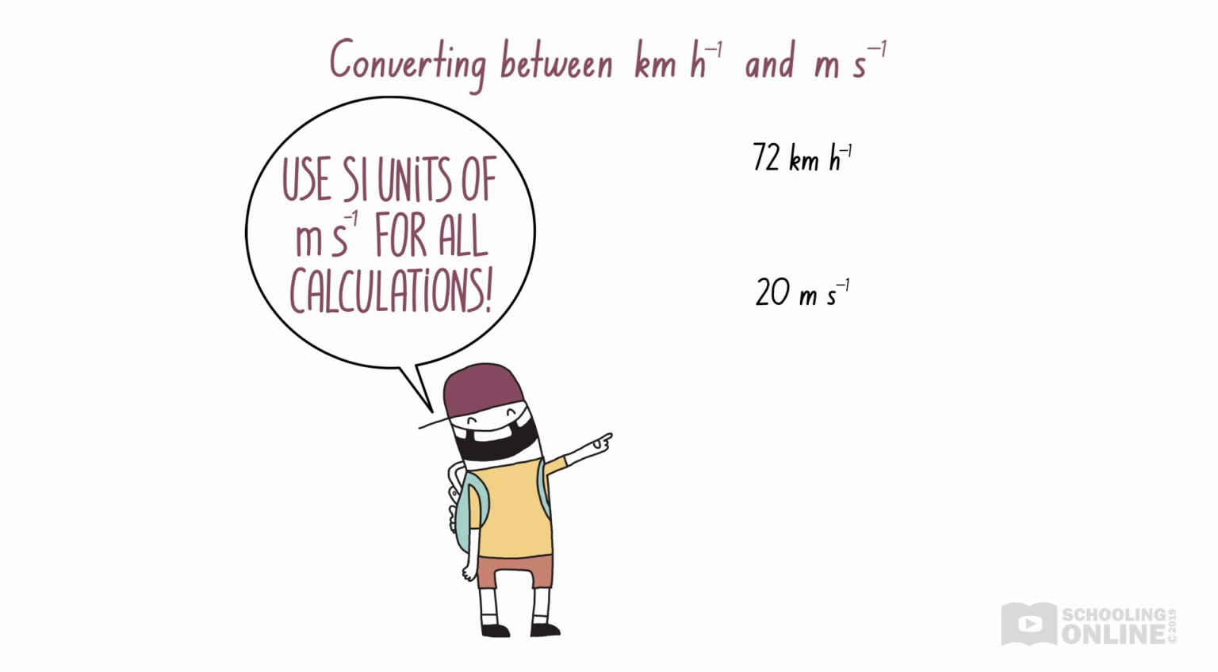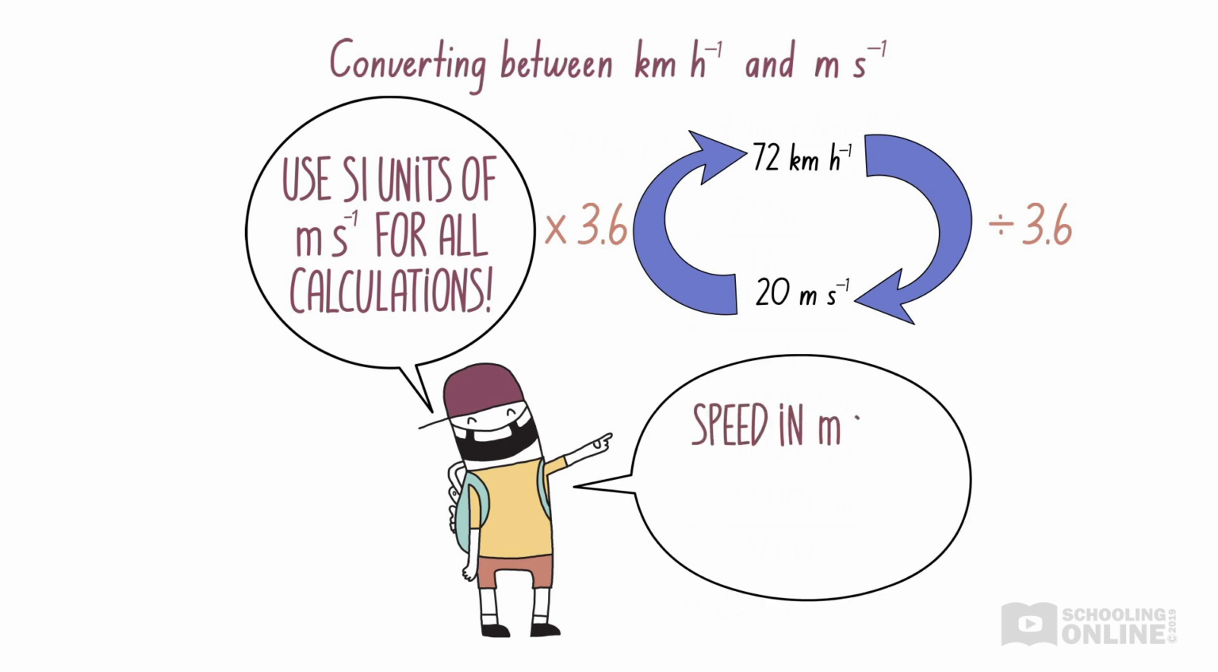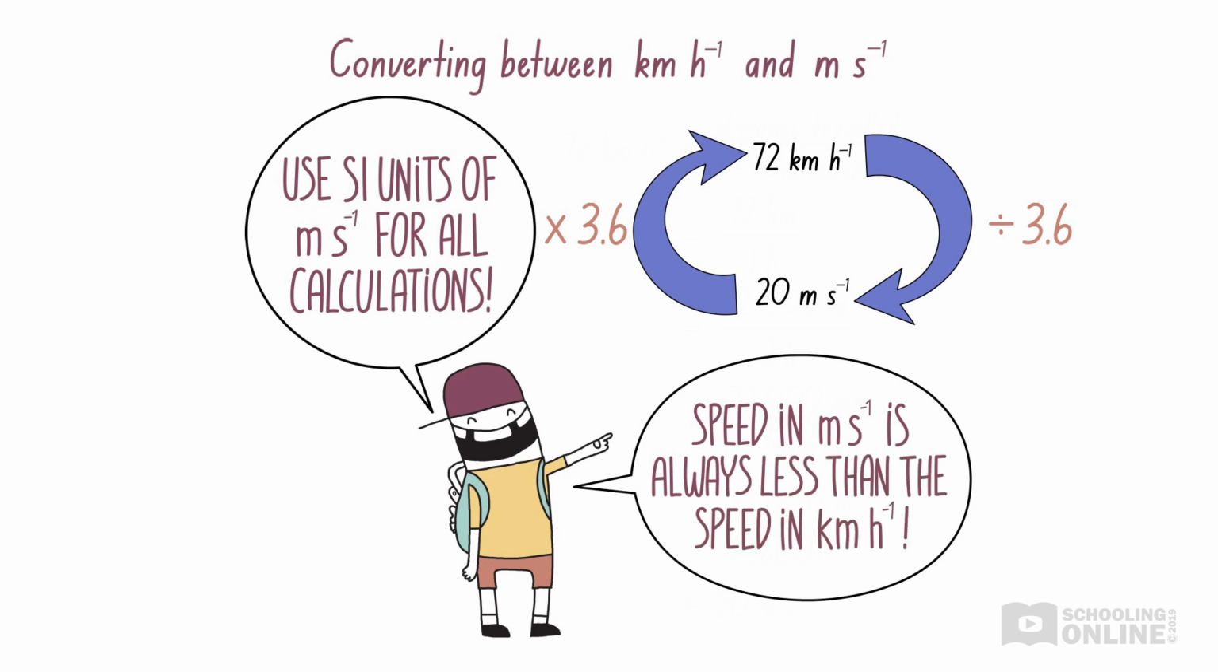Alternatively, you can use a handy shortcut. To convert from kilometres per hour to metres per second, divide by the number 3.6. To convert back, multiply by 3.6. In exams, if you're not sure whether to multiply or divide, remember that the speed in metres per second is always less than the speed in kilometres per hour.